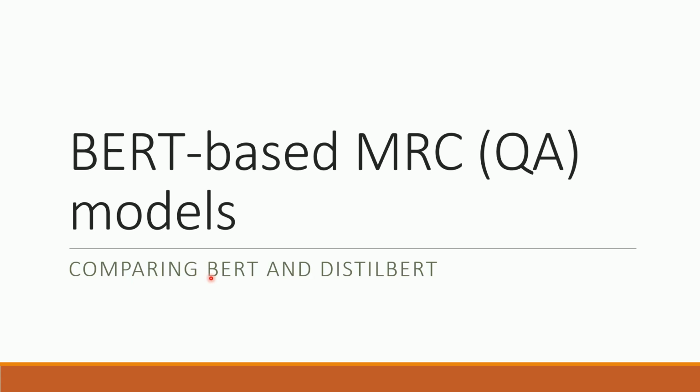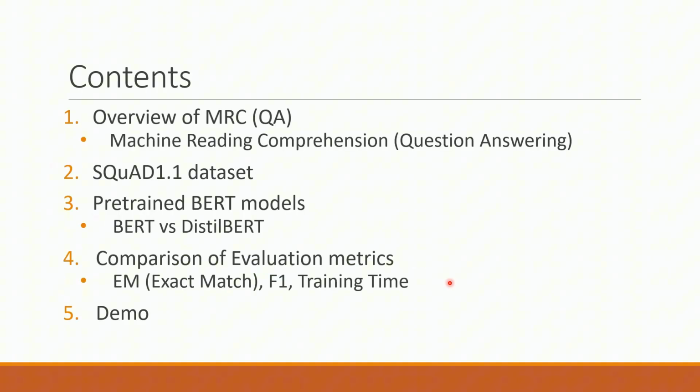This is on BERT-based MRC QA models, where we'll be comparing BERT and DistilBERT. This is our contents. So first, I'll give an overview of what MRC QA is, which is Machine Reading Comprehension, question answering. Then I'll talk about the SQuAD 1.1 dataset, as well as the pre-trained BERT models, which are BERT and DistilBERT. After which, I'll compare the evaluation metrics like exact match, F1, training time, and then show a demo.